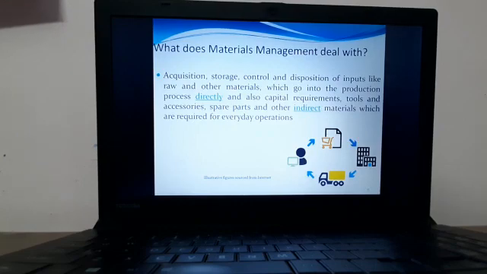Apart from this, we will also have indirect materials which are also required to be managed. These indirect materials are based on the requirement of everyday operations of our construction projects. What do indirect materials deal with? For example, if you want to work a machinery, we may require some consumables like petrol, diesel, etc. Those come under the indirect category of the materials. So dealing with all this is the role of material management.